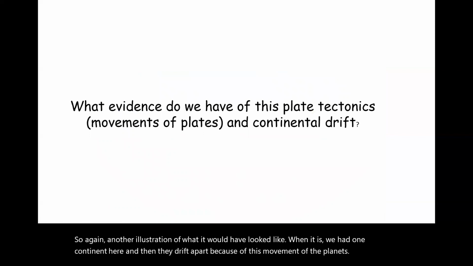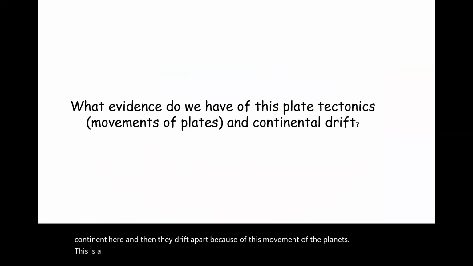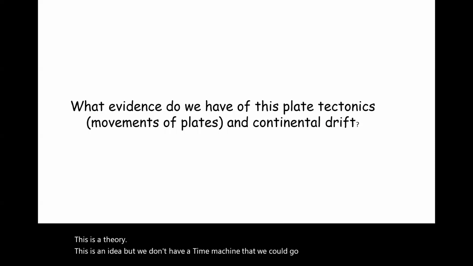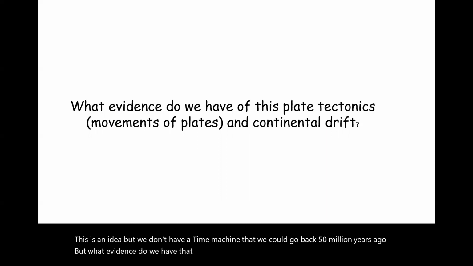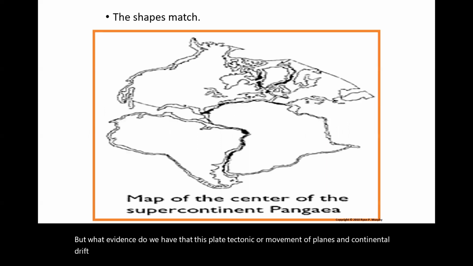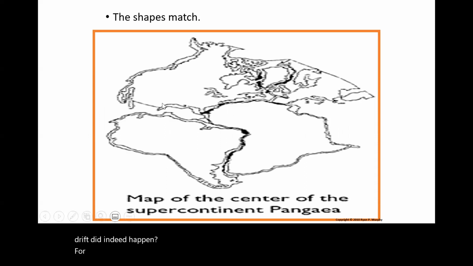So this is a theory. This is an idea, but we don't have a time machine that we could go back 50 million years ago. But what evidence do we have that plate tectonics, the movement of plates and continental drift, did indeed happen? First of all, on the map of the world, the shapes match. We can see if we were to push them together, how they seem to fit together, like I said, a giant puzzle. So that is one piece of evidence.